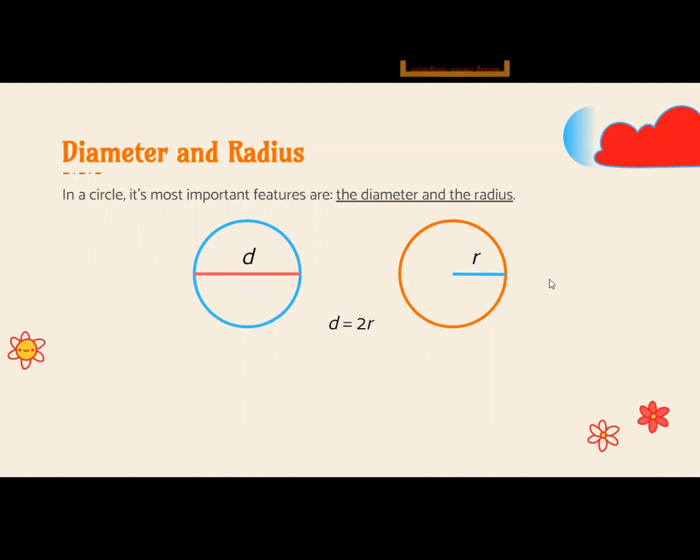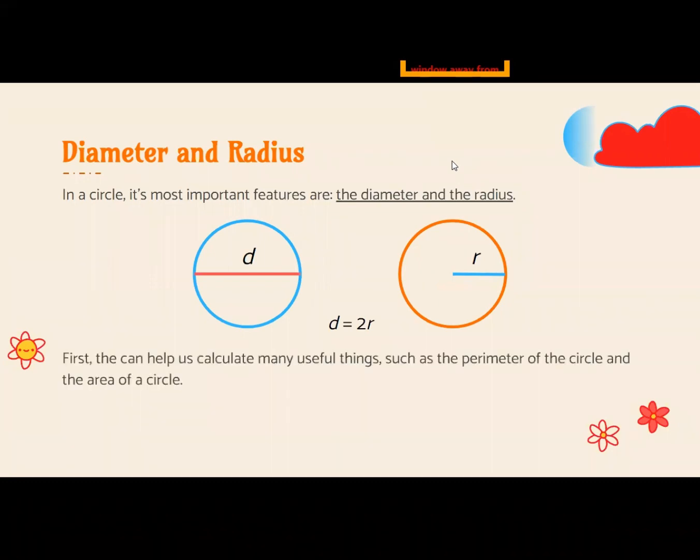I think most of you probably know this, but it is one of the quintessential properties that a circle has. And it can help us calculate many different things, such as the perimeter, which we'll be learning today, and the area, which we will be learning another day. We will be using this later on to figure out many different properties.